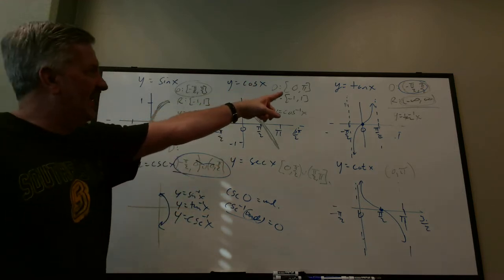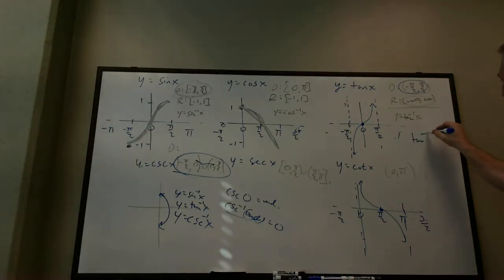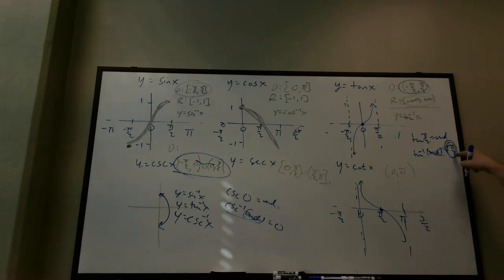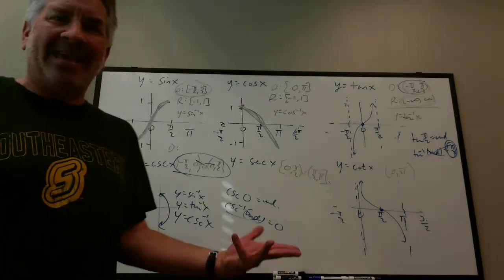Same thing with the tan inverse. Tan of pi over 2 is undefined. That means tan inverse of undefined should be pi over 2, but that doesn't make any sense. So you can't get pi over 2 when you do tan inverse, so it doesn't matter if you remember the endpoints or not. You can't get them.